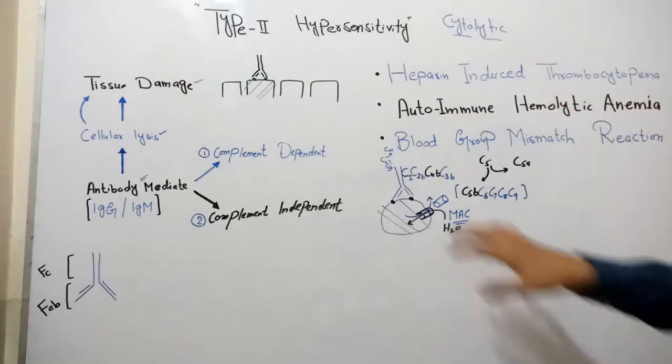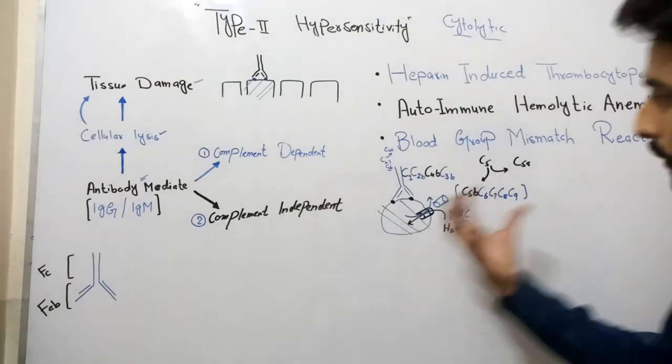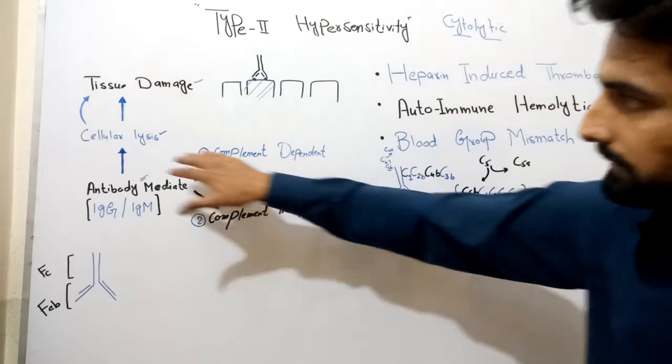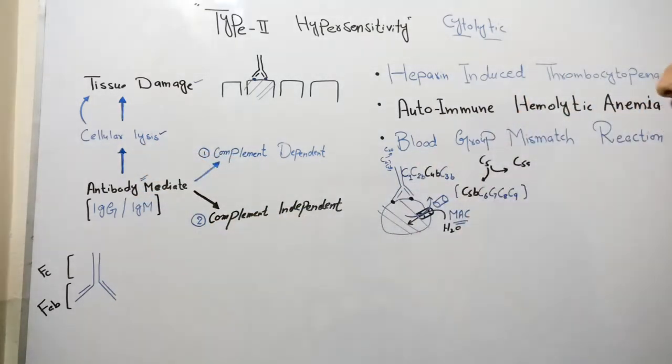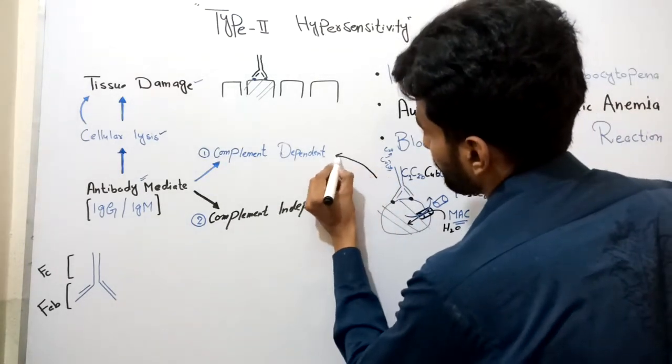One more thing, here you can see the complement system is involved in the breakdown of the platelets. So what do you think? Will it be complement dependent cellular lysis or complement independent? Obviously, this type of cellular lysis will be called complement dependent.